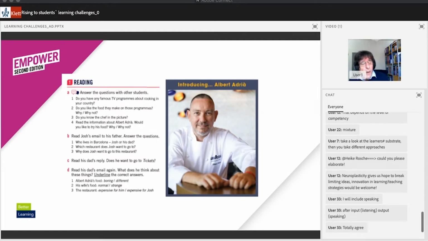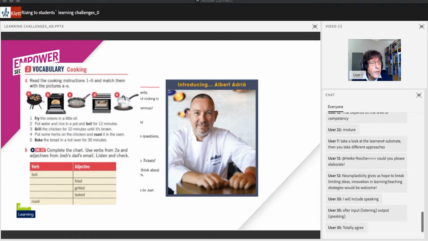There's a focus on, it's a lesson about food. There's a focus on this guy, Albert Adria, who opened a restaurant in Barcelona, and students read an email describing the lesson. This then leads into a focus on vocabulary. As you can see, not too much. There are 10 items, 5 verbs, 5 adjectives for cooking.